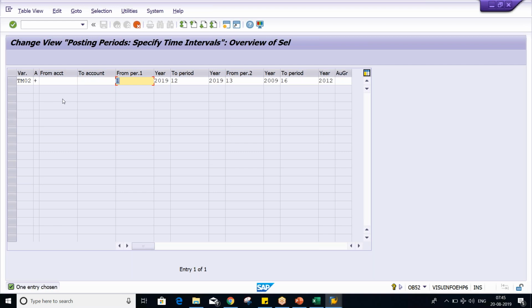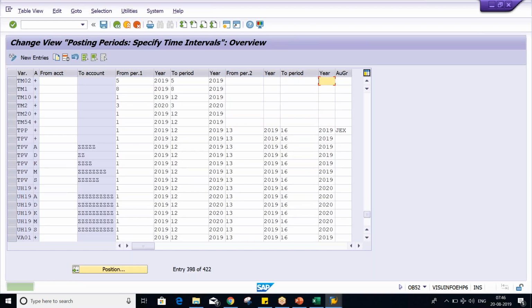Now from period 1. So here, let's suppose if it is the 5th period, then give the 5th period. 2019 year is okay. To period is also the 5th period, 2019. This is the special posting period, guys. Right now we are not going to give a special posting period, as I told you guys there will be a separate session. I'll share it later once I share the interview question and answer. So there you will have a perfect understanding of this. But right now we are going to keep it blank. Press enter. So this is our posting period variant.